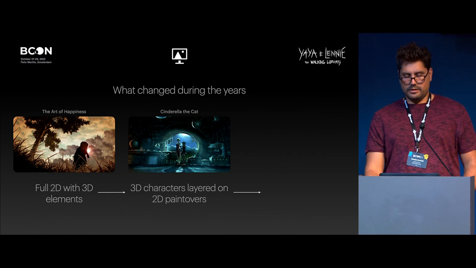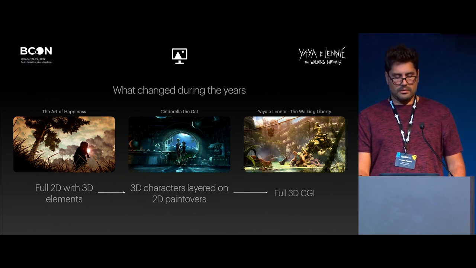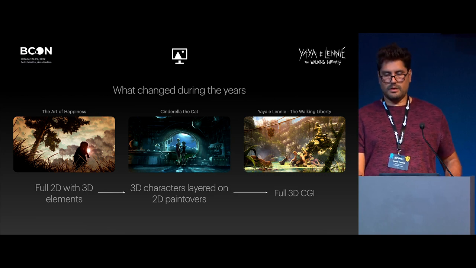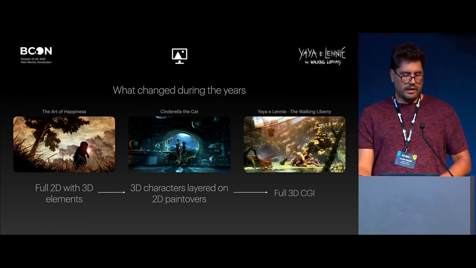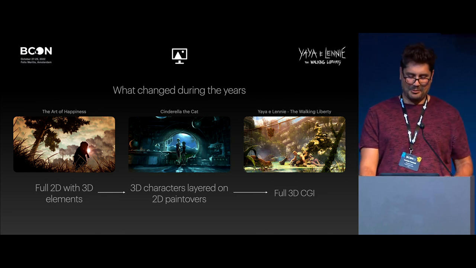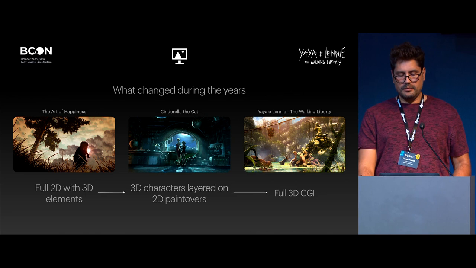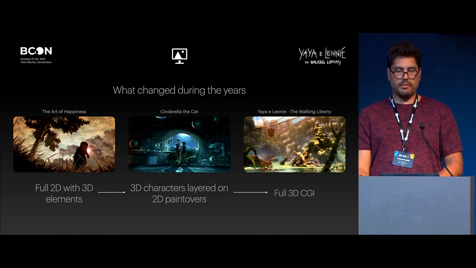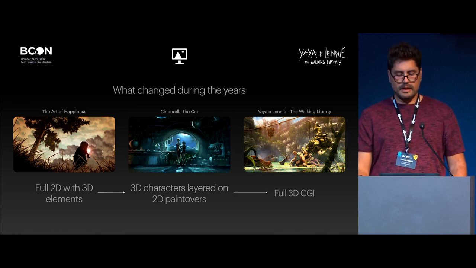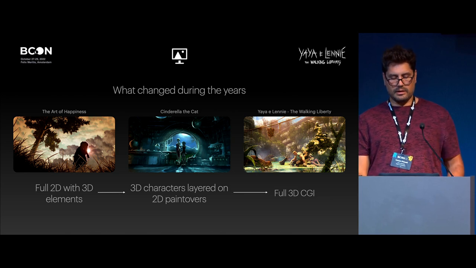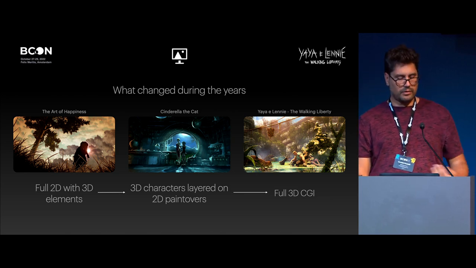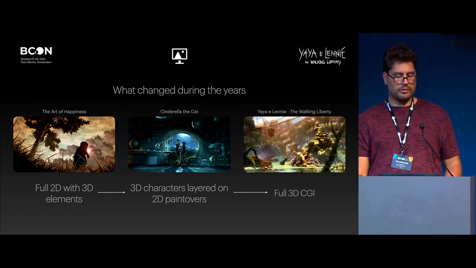What changed during these years? We started with The Art of Happiness. That is a full 2D feature film with 3D elements in it. I worked on every 3D element you see in that movie. That's not what we're talking about now. But it is mainly 2D characters. That is the most important part that you have to understand for the difference. Those were hand-drawn characters moving in a 2D space. But we used 3D elements here and there. For example, in this image of the little kid, you can see the grass on the front and the tree on the back are both 3D elements, while the kid and the sky are not.